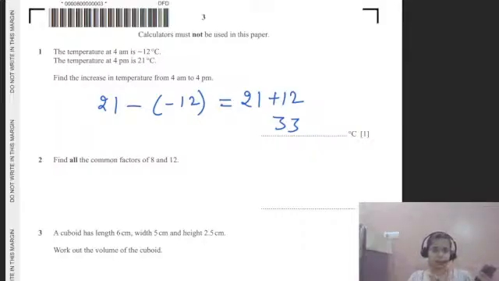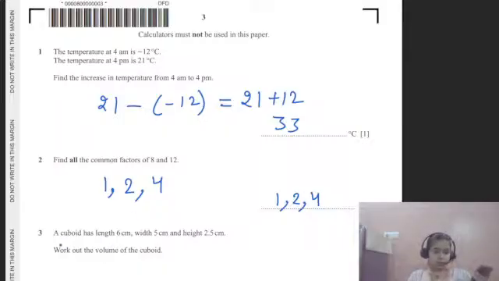Next is find all common factors of 8 and 12. So we see 1 is obviously common for all. 2 is also a common factor for 8 and 12. 3 is a factor for 12 but not for 8. 4 is a factor which is common for both of them. Okay. After that, 8 is a factor of 8 but not for 12. So that's it. So 1, 2 and 4 is the answer for this.